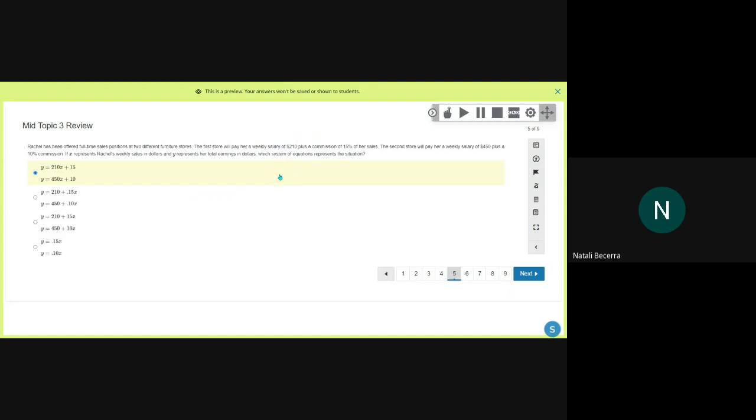All right. So she's gonna be making the 210 regardless, right? And then plus a commission of 15% of her sales. So think about that question. Which one is going to have the X? So is it gonna be the 210 or the 15%? Okay.